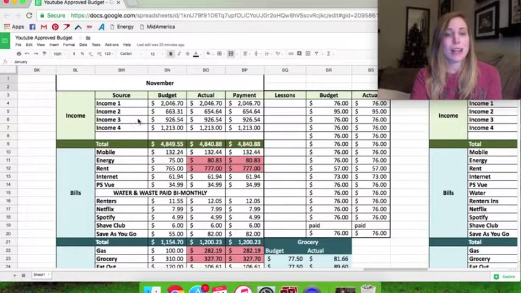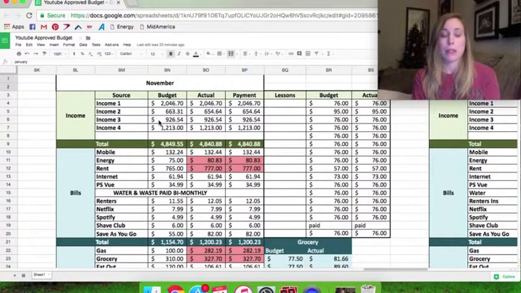Over here, income number 3 is any extra income my husband brings in from lessons or from doing gigs. As I said, he is a musician, so he does do music gigs on the side. This month was a very good month for gigs for him. November and December are really busy months for a musician, lots of shows going on, holiday shows. So he actually pulled in $926 this month, which is much more than we usually have in this field, so that is awesome.